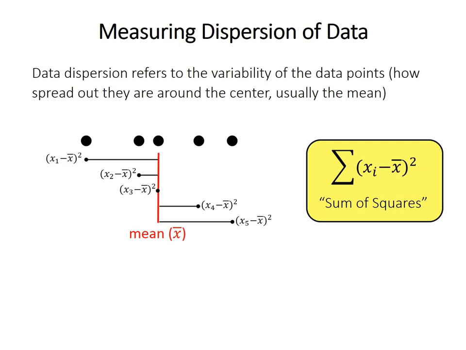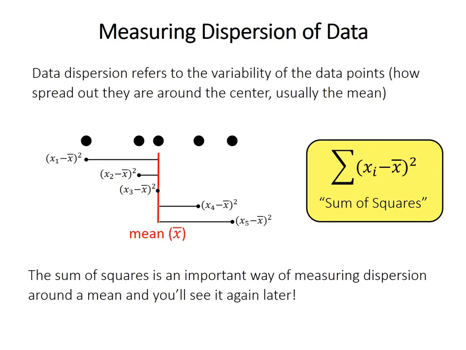But anyhow, the sum of squares isn't used on its own to quantify dispersion because its value will vary with the sample size. So the sum of squares for 1,000 data points will obviously be larger than the sum of squares for just one. And as I said, we'll see this later on. It comes back again and again in different statistical tests.